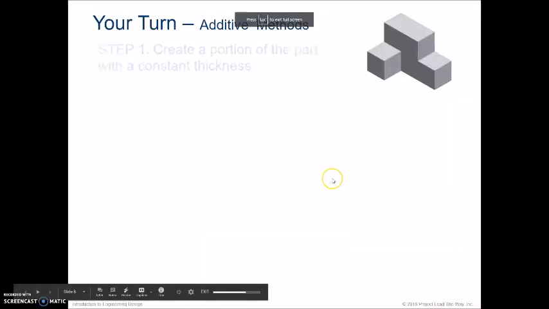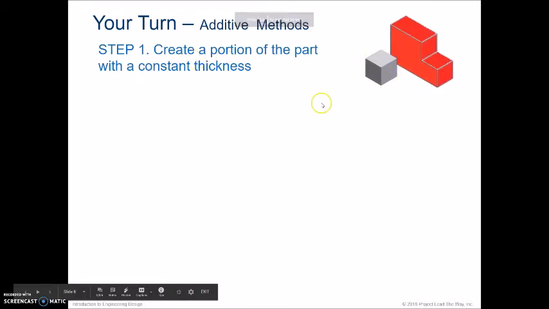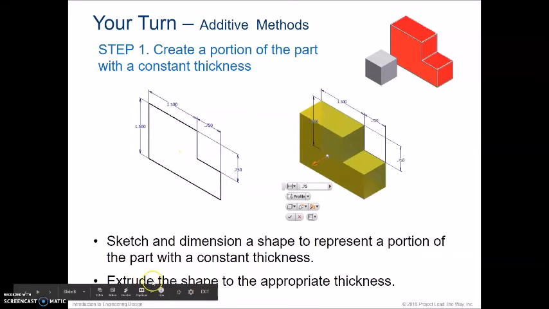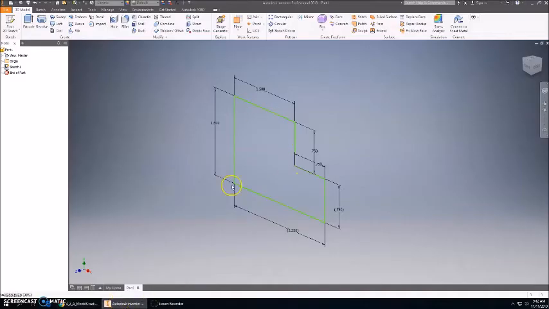Okay, so what we did was we went through and we did step 1, and then we sketched this portion right here. So the next thing we have to do is extrude the shape to the appropriate thickness. Remember that thickness that we identified was 3/4 of an inch. So now I'm going to bounce back over to Inventor, and I finished my sketch, and now I'm going to add a feature to it.